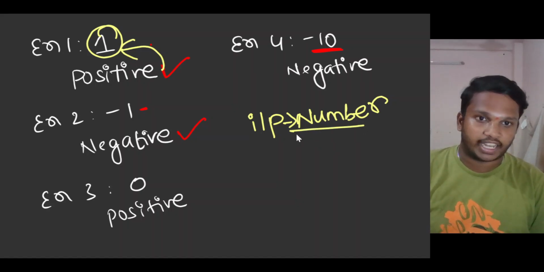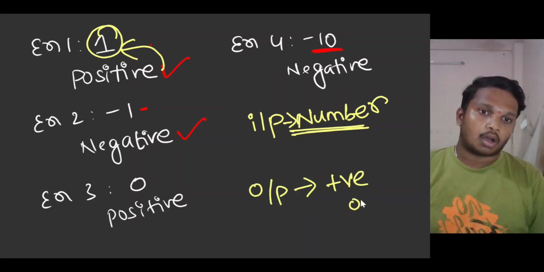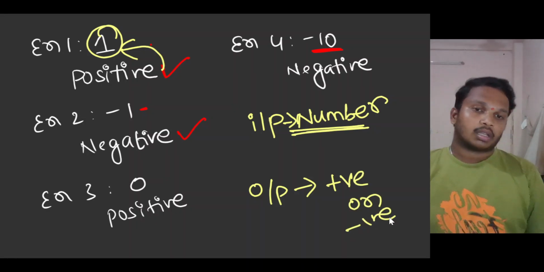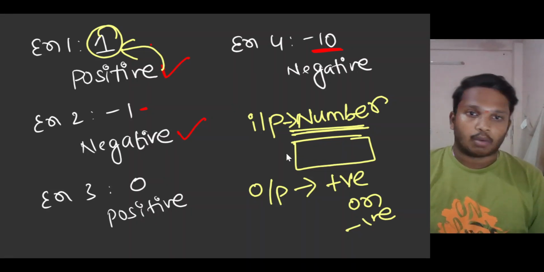So you need to take a number as input. And what you need to tell in the output? You need to tell whether it is positive or negative. In between, how can you tell that? For this, we need to use an if condition. What is the use of if?